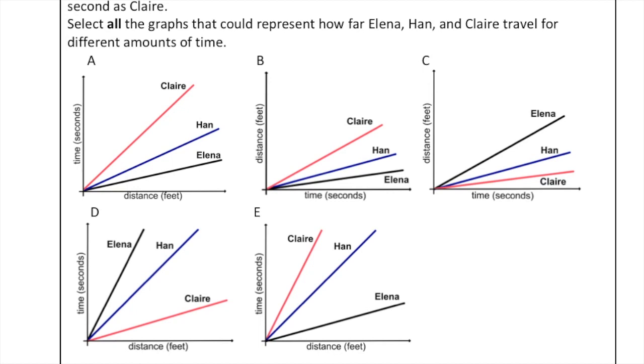So first thing I want you to think about is who is running the fastest. So Elena is running the fastest, and then Claire is running the slowest with Han in the middle, okay? So as we're looking at our graphs, for any time period, I should see that Elena is the farthest, and that's because they're all starting out at time 0.